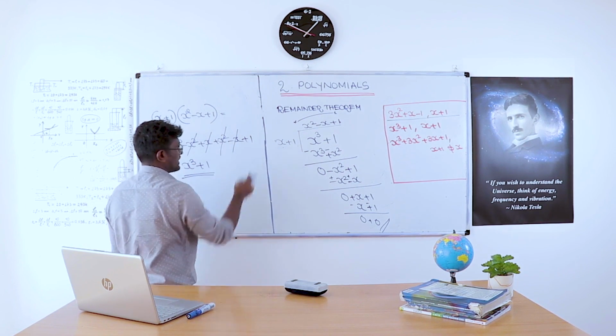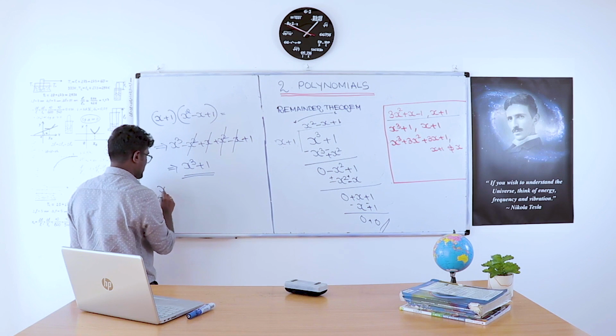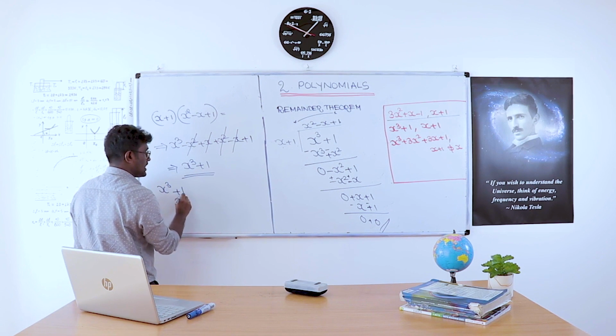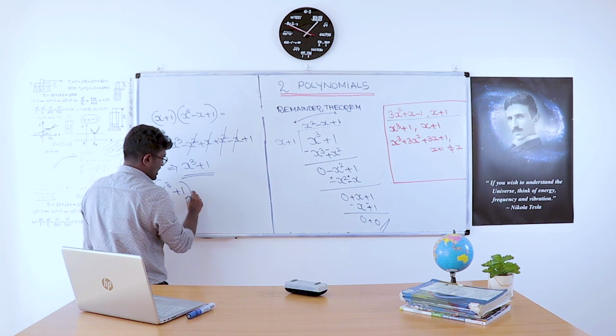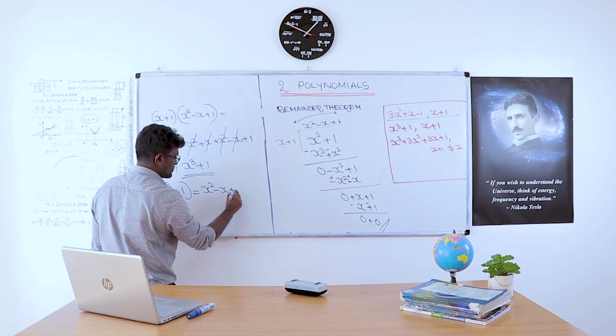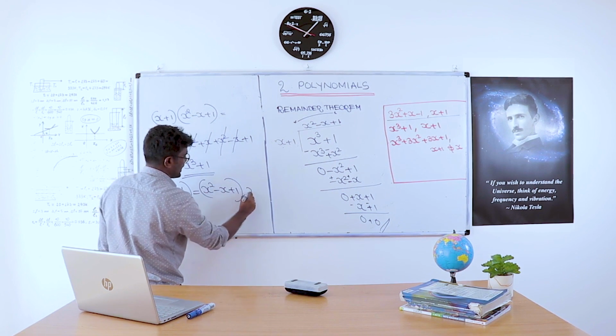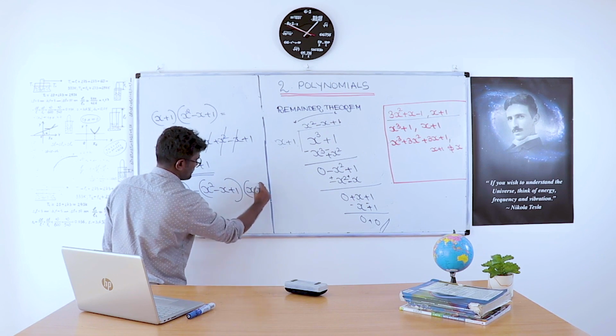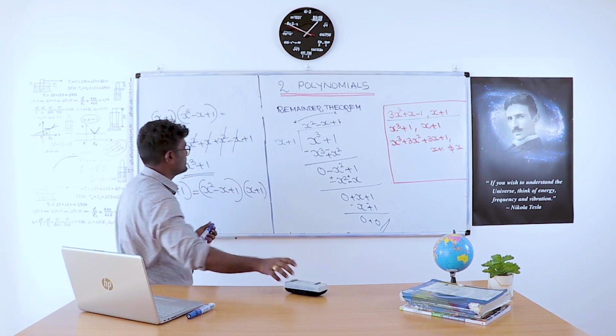And this is the right answer. So how will you write x cube plus 1? X cube plus 1 equals x square minus x plus 1 into x plus 1. So this is correct.